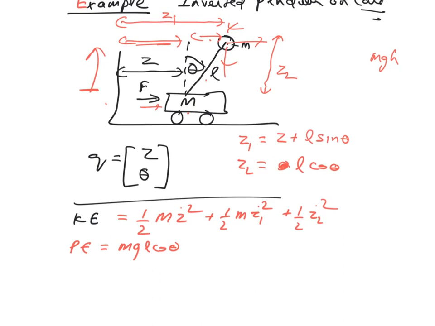Okay. So once we get that, we can define our Lagrangian, and then we can find z1. What we need is z1 dot and z2 dot also. That we can get by differentiating these two equations.